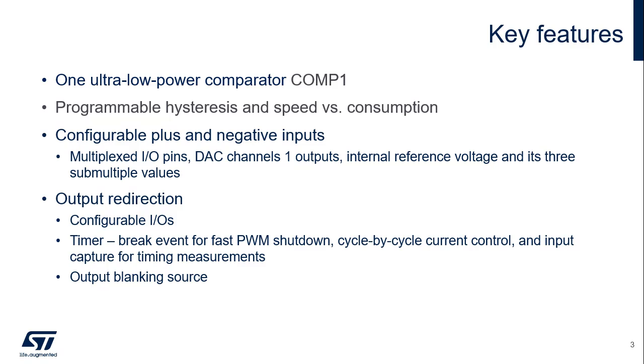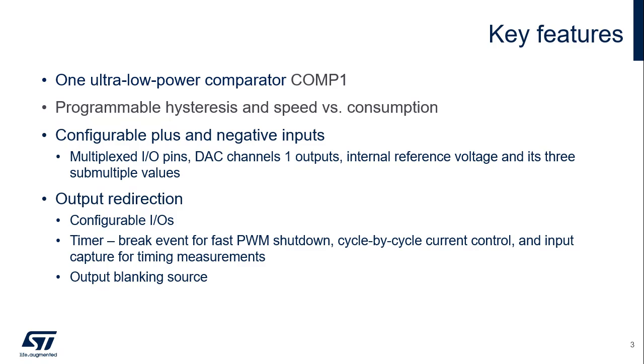The analog properties of the comparator, including hysteresis, or a trade-off between speed and power consumption, are configurable. It offers flexible interconnections of inputs and outputs, allowing a threshold selection of several external and internal inputs, such as DAC outputs or internal reference voltage outputs.